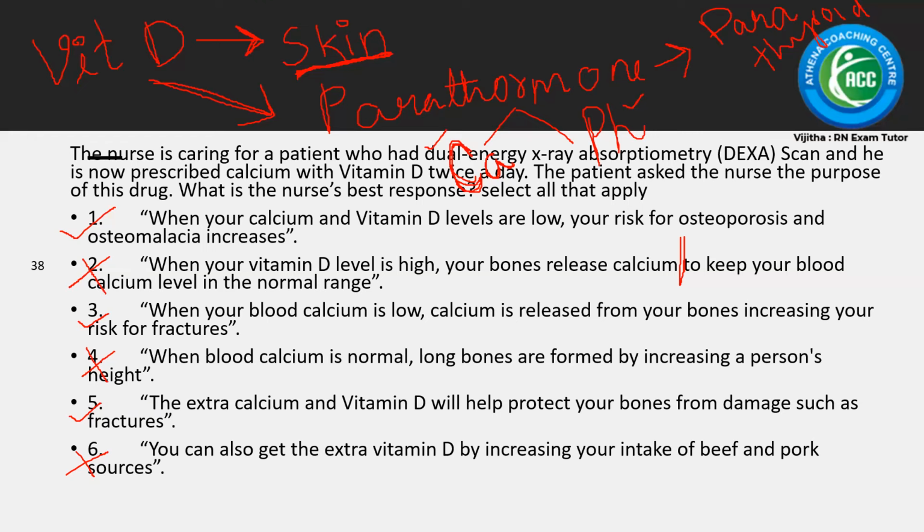So what are the answers? Here we selected the first, the third, and the fifth. I want everyone to learn what vitamin D is, from where we get vitamin D, what parathormone is, which gland produces it, and what the function of parathormone is. By understanding this, can I ask you a question?